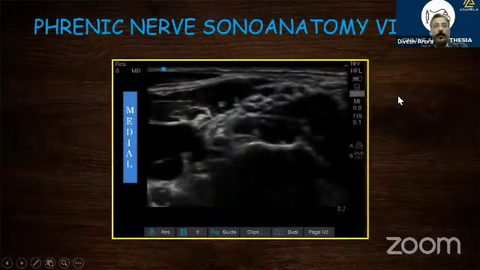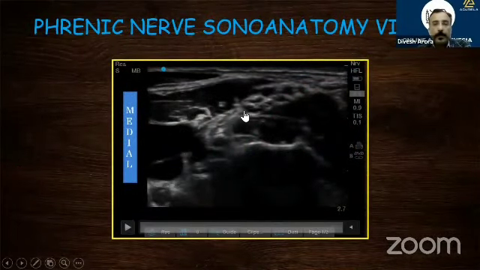So this is a small video where I'll show you how to identify the phrenic nerve. It's located on the top surface of the anterior scalene muscle. This is the medial scalene muscle and the interscalene groove.